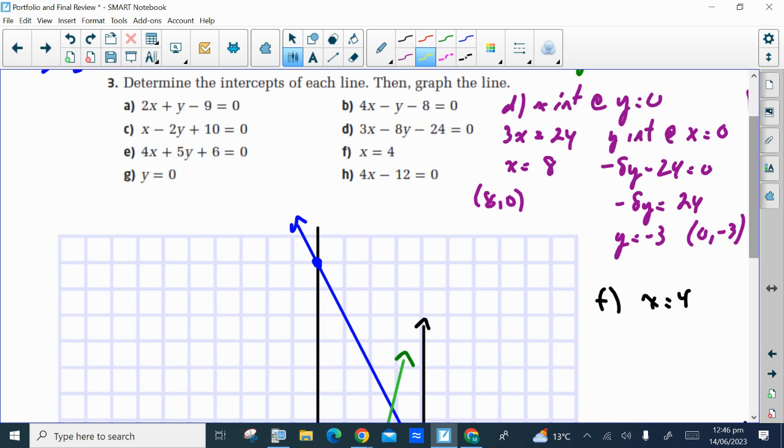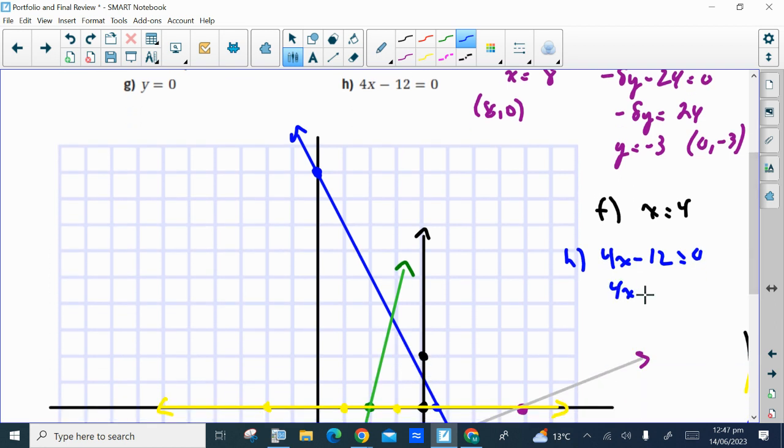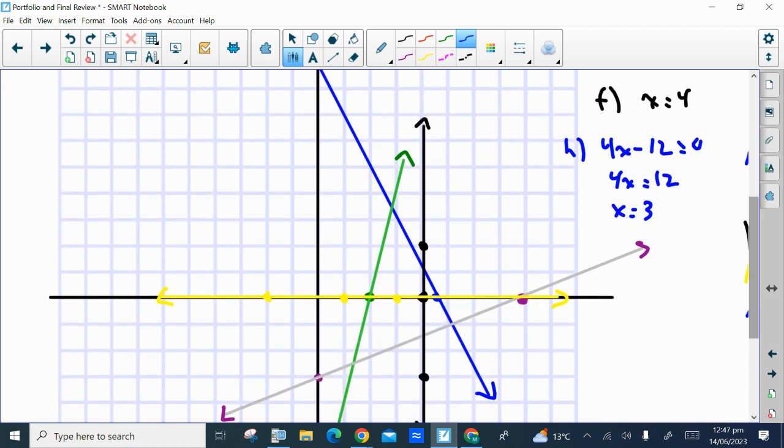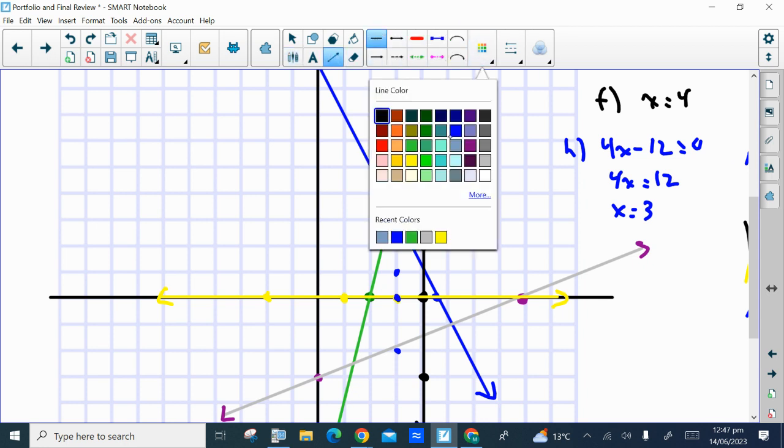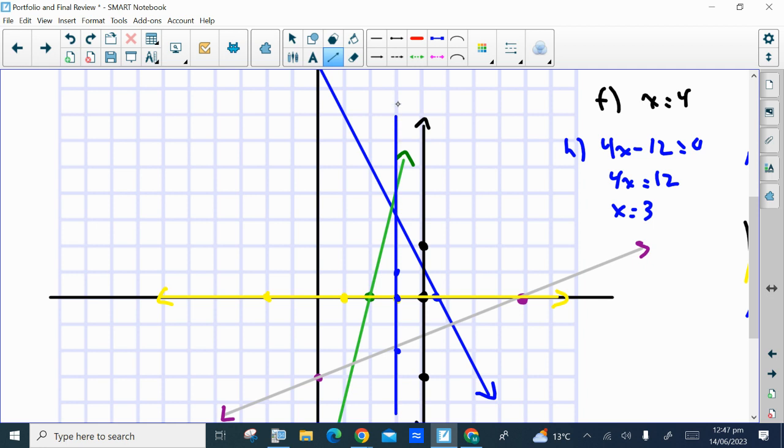Okay, looking at question H, 4x minus 12 equals 0. So this equation has x but not y. We can get x by itself by adding 12 to both sides and then dividing both sides by 4, and you'll get x equals 3. So this is another one where x never changes. Y might change, but x is always 3. When y is 1, x is 3. When y is negative 2, x is 3. When y is 0, x is 3. This is a vertical line.